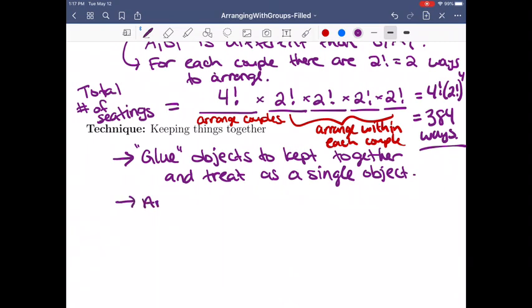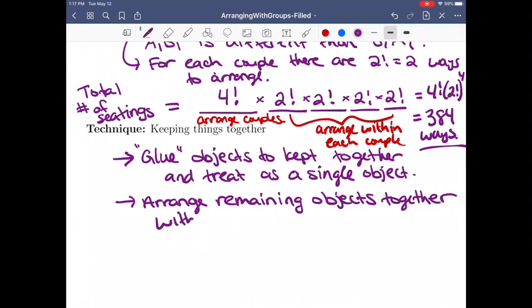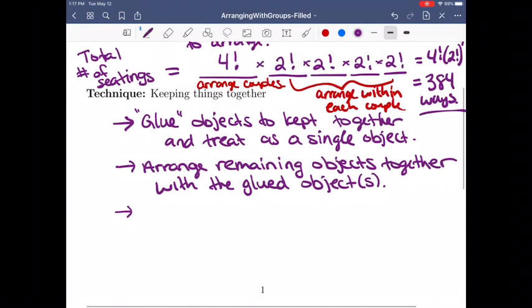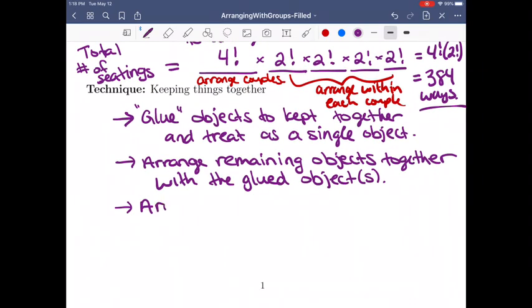Okay, then what we want to do is arrange the remaining objects together with the glued object. Now it could be multiple objects. And then you could sometimes combine these steps, but I like to do them separately. And then we want to arrange within each of the groups, if necessary.